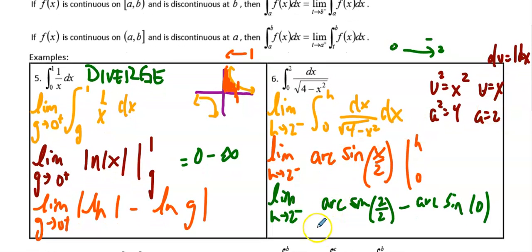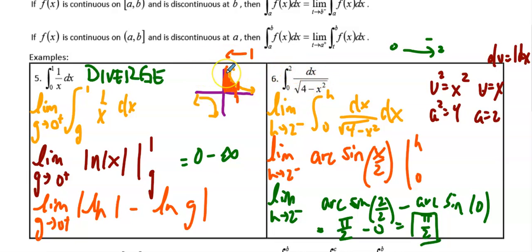So based on what you guys remember from sine, or at least the value of sine, arc sine of 1, right, this ends up being 1, is going to end up being pi over 2, because the sine of pi over 2 is 1. The arc sine of 0 is just going to be 0, so this answer is going to be pi over 2.